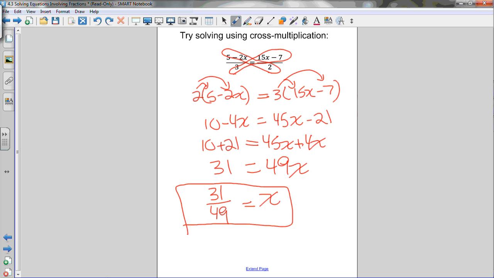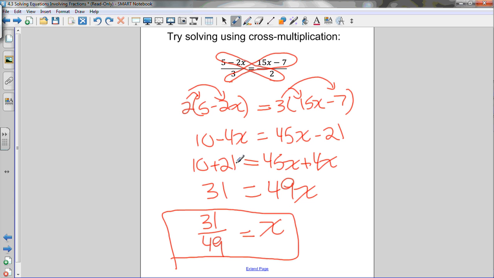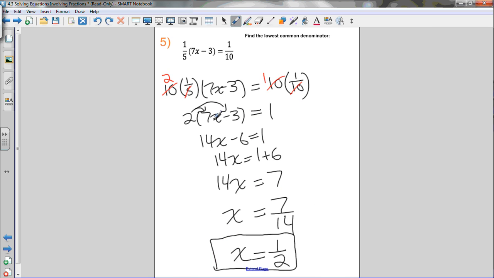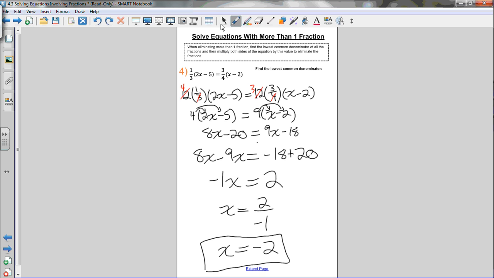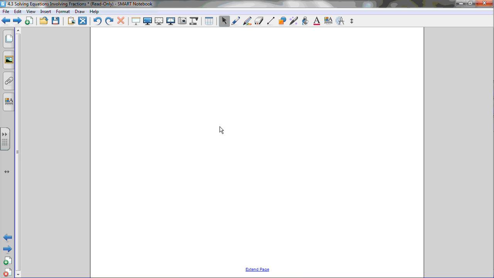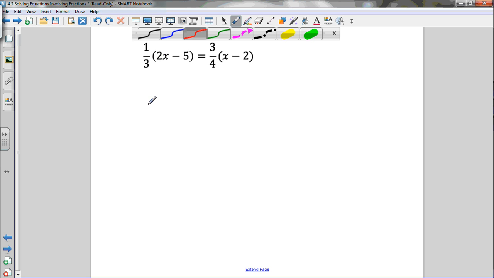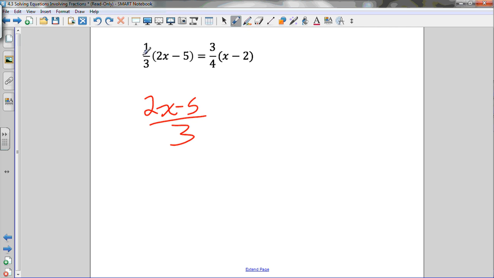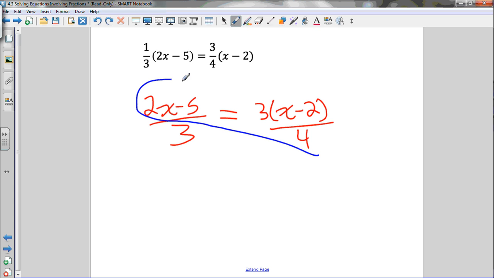Okay. I'm going to show you one other trick, because most people tend to like using cross multiplication. So if we go back to number 4, we could have used cross multiplication for this question if I had simplified the expression a little bit first. So I'll show you how I can do that. So I have a third times 2x minus 5 equals 3/4 times x minus 2. So a third times 2x minus 5, I could rewrite that as 2x minus 5 over 3. Multiplying by a third, dividing by 3, same thing. And on the other side of the equation, I'm multiplying by 3/4. That's the same as multiplying by 3 and dividing by 4. I could have written it like this, so that I have a fraction equals a fraction, and I then could have cross-multiplied. So I'll go ahead and do that actually for you.